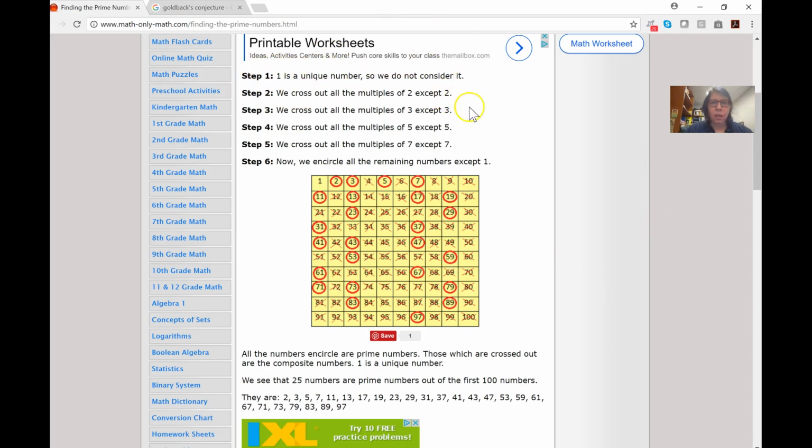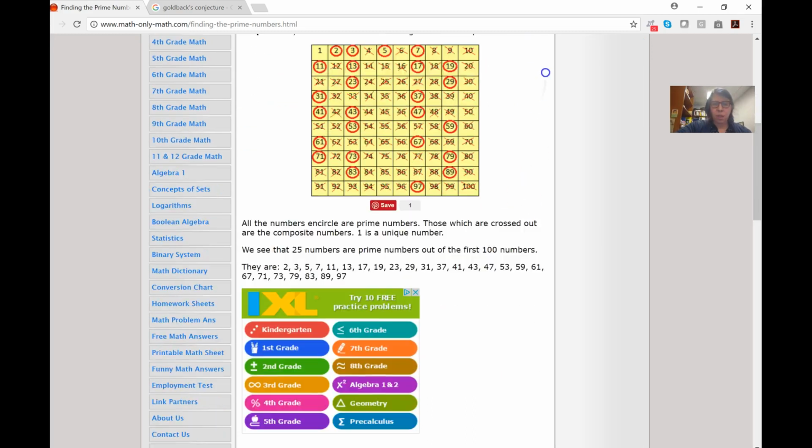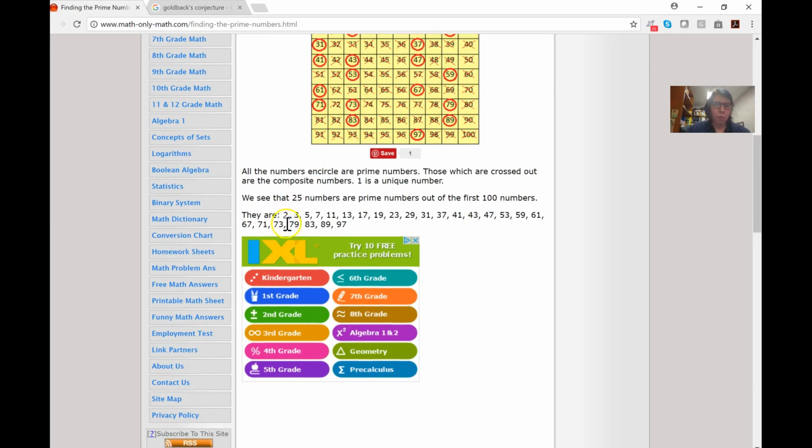1 is a unique number, so we do not consider it. And then we cross out all the multiples of 2 except 2, multiples of 3, and so on, and we get the prime numbers. And here's the list of prime numbers: 2, 3, 5, 7, 11, 13, and so on.